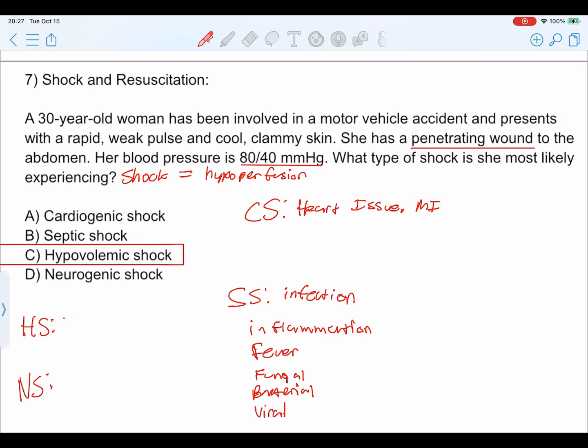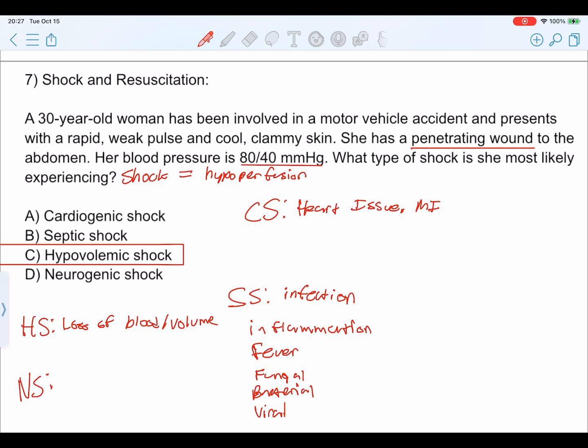And if you look at this question, that's exactly what we're given. We're given a penetrating wound to the abdomen. It's reasonable to assume that she's bleeding, especially with this low blood pressure. She's probably bleeding. So we can put that here. Loss of blood slash volume. Hypo, low, volemic, volume, low volume. Shock as a result of low volume. Simple as that. Know your vocabulary.